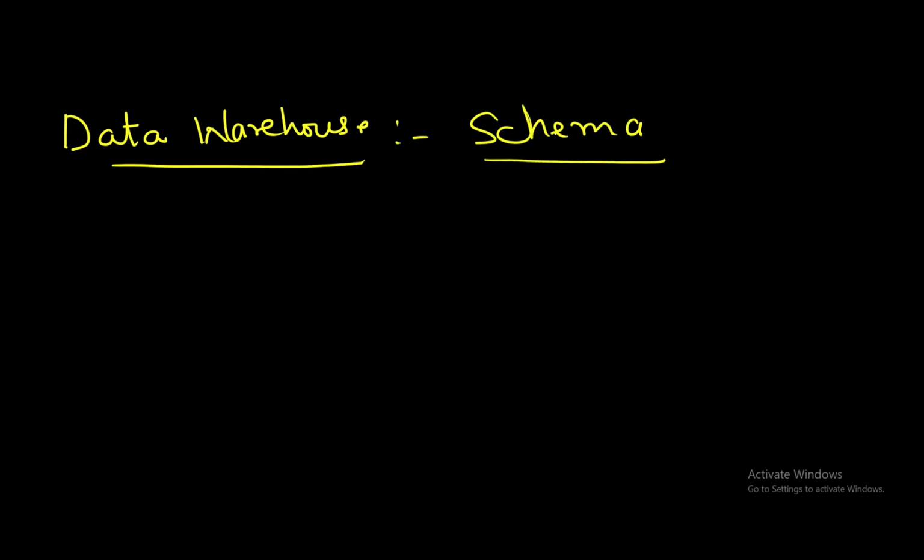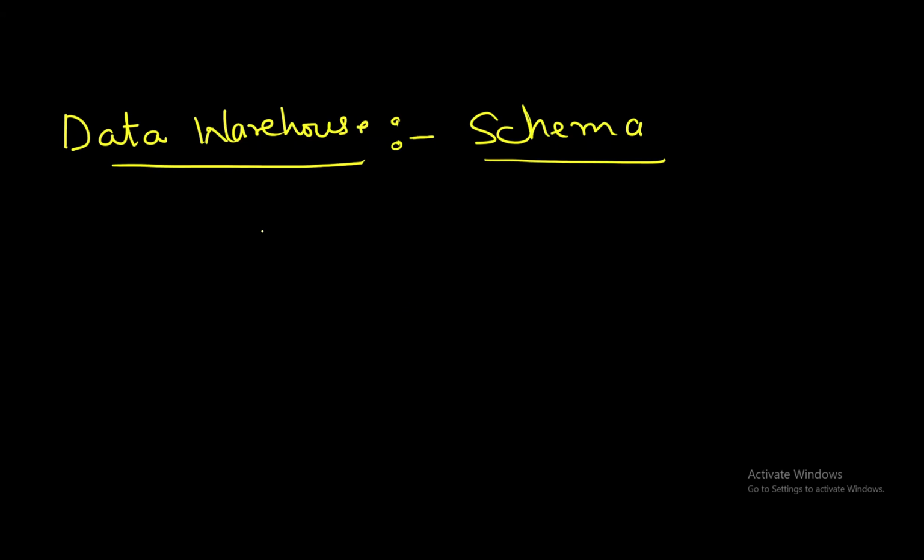So what is this schema? Can anybody explain what the schema means? The way we keep the data in the data warehouse. Yes, the way we keep the data, and how we can make relationships between our data, or table with each other. How we make the relationship, right?